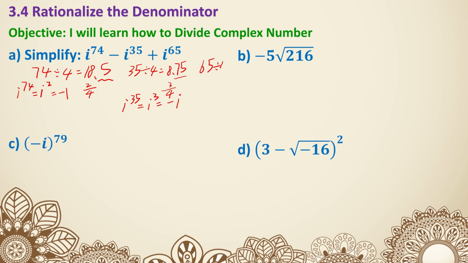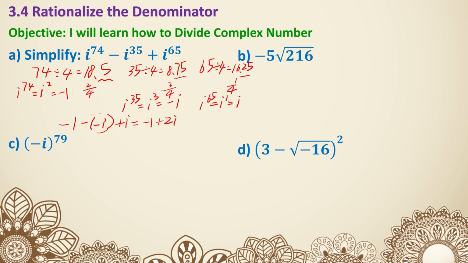Next, 65 divided by 4 is 16.25. So 0.25 is 1/4. That means it's the same as i to the 1st power, which is i. So the whole thing becomes -1 minus a -i, then plus i. So it's going to be -1 plus i plus another i, which is plus 2i. That is the standard form.